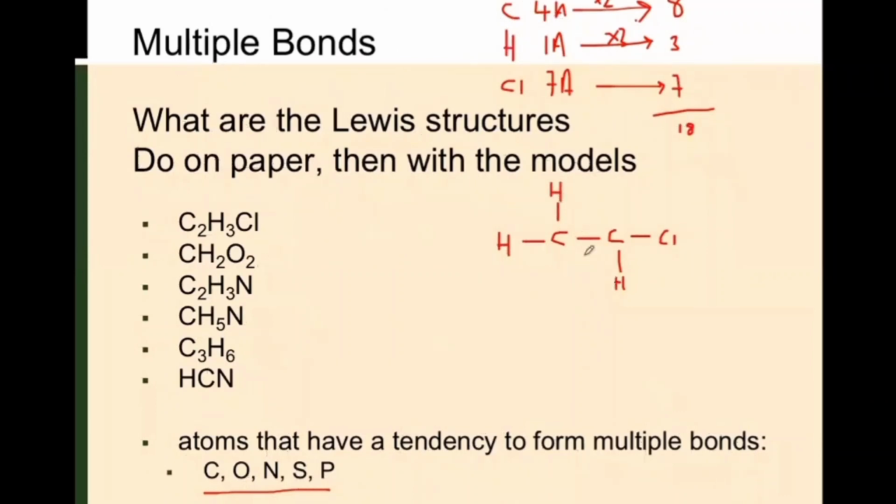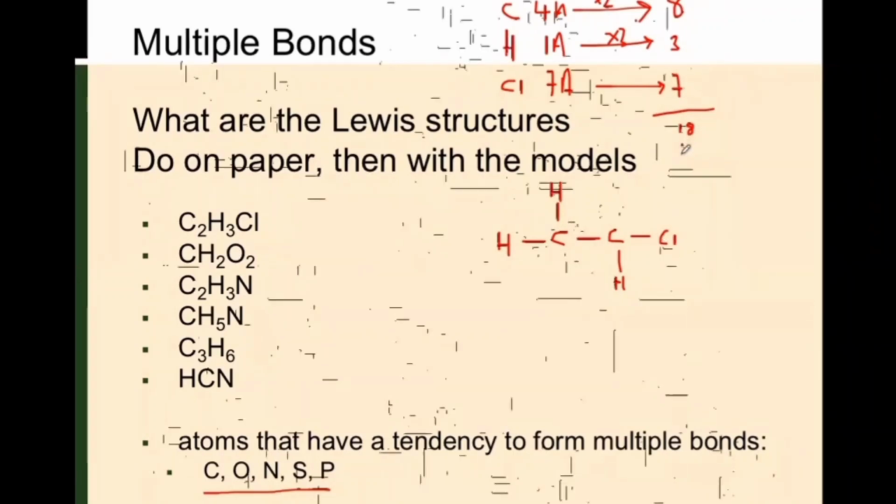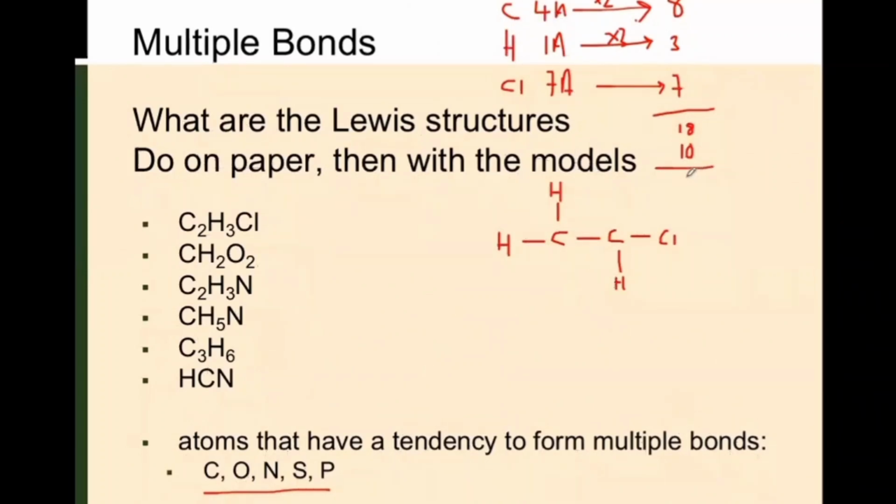Okay. So that's all of our atoms, right? So 2 carbons, 3 hydrogens, 1 chlorine. All right. So then we have 1, 2, 3, 4, 5 bond pairs. So 5 times 2 is 10. So 10 electrons involved in bonding. So that gives us 8 electrons remaining for lone pairs. So we put those on the chlorine, because hydrogens don't take it.